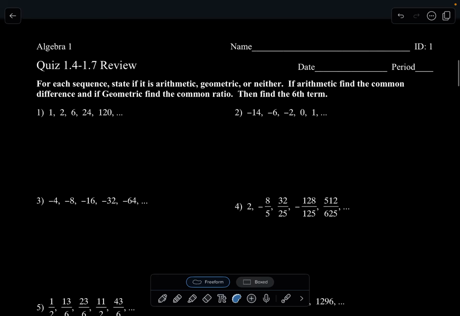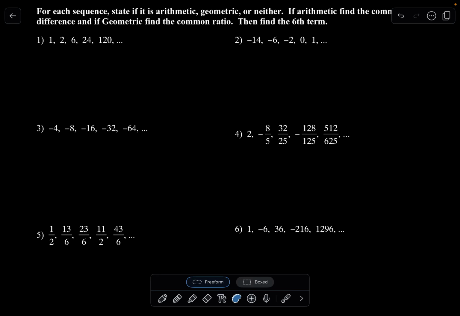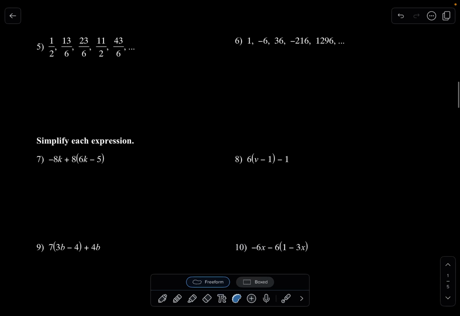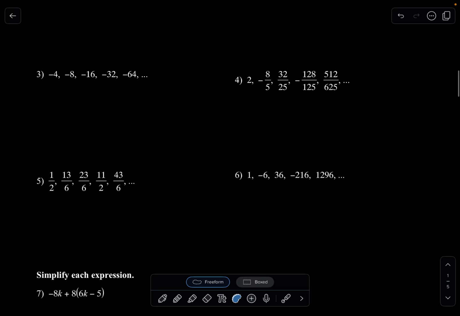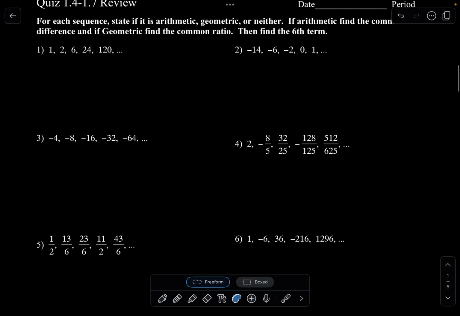I gave you a bunch of problems that were randomly generated, at least the beginning ones, the ones where you have a bunch of the same kind of problems, like 1 through 6. I'll be honest with you, anything looking like number 4 or number 5, don't worry, it's not going to be on your test.